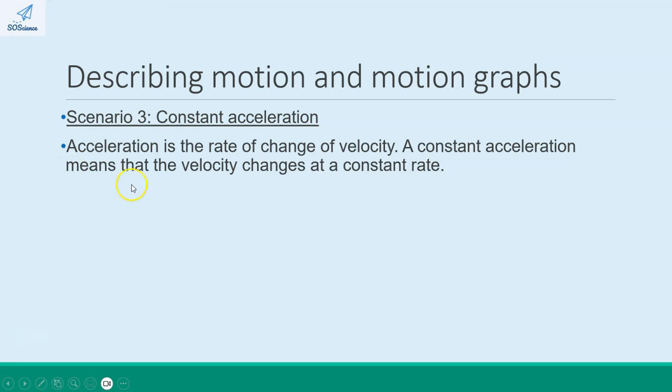Now recall that acceleration is defined as the rate of change in velocity. And a constant acceleration means that the velocity changes at a constant rate. So that means that the object speeds up by the same amount every second or slows down by the same amount every second.